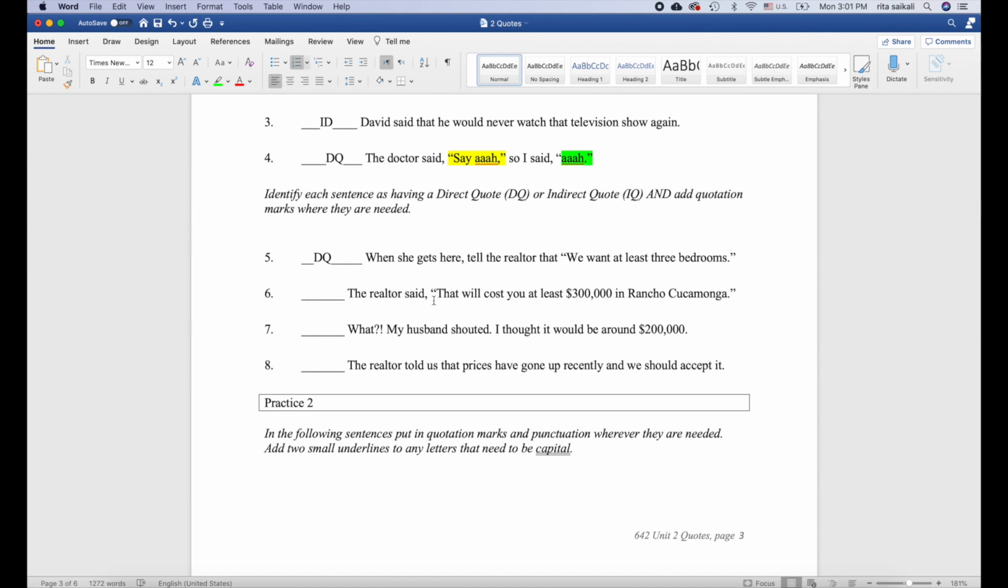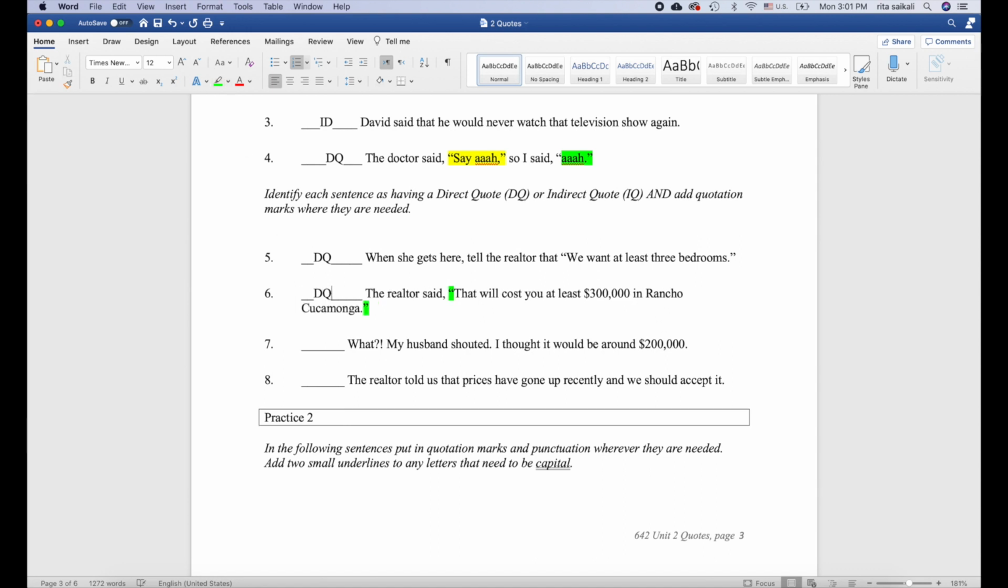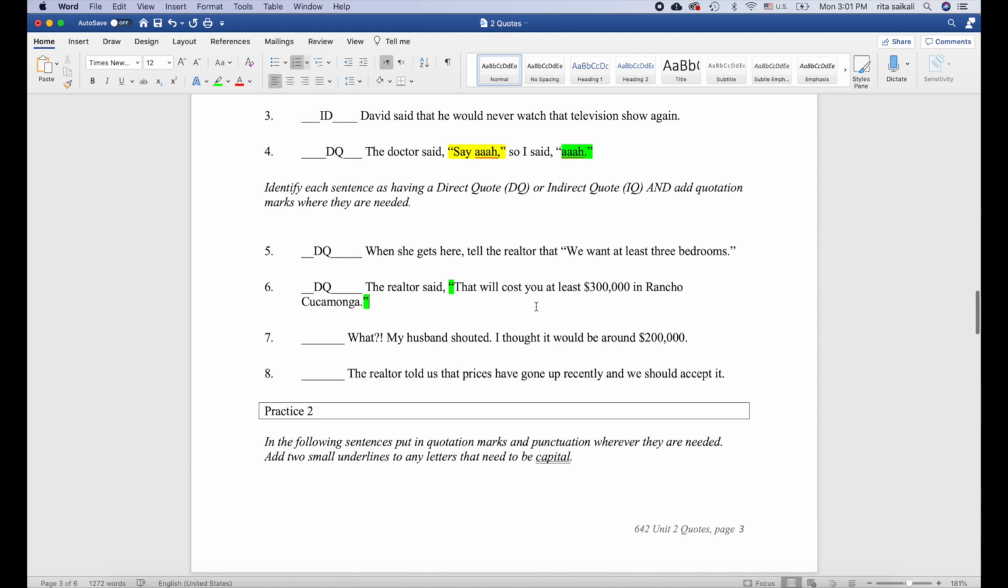Okay. So notice here, we added the quotation marks. And this is a direct quote. We know that because the realtor is addressing that person. Okay, "you." And apparently, evidently, I am not "you." So they have to be talking to that person.